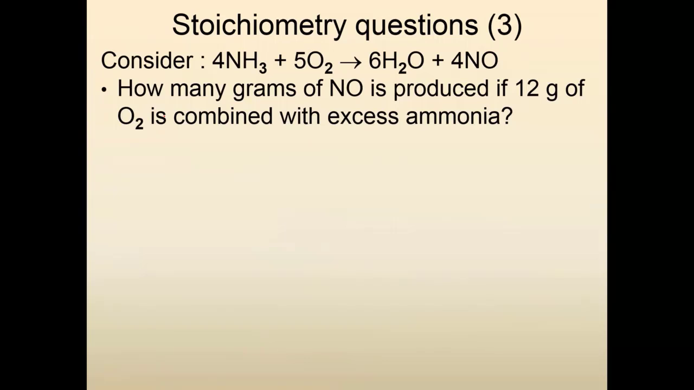It says, how many grams of NO is produced if 12 grams of oxygen is combined with excess ammonia? We'll start with our 12 grams of oxygen. What do we do from here? Once again, I'm going to give you a chance to tackle this on your own, because I really want to give you an opportunity for independent practice to see if you can work this out, and we'll go over it together. Go ahead and raise your hand once you feel like you have an answer, or you can also raise your hand if you give up.